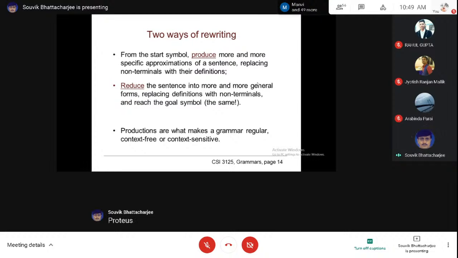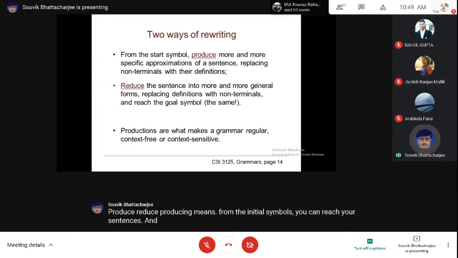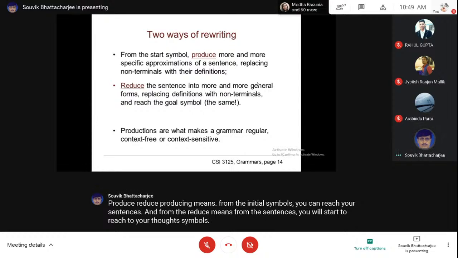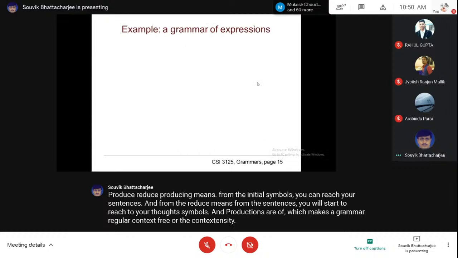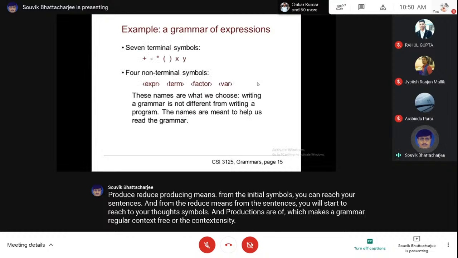Produce, reduce. Producing means from the initial symbols you can reach to your sentences, and reduce means from the sentences you will start to reach to your start symbols. And productions are what make a grammar regular, context free, or context sensitive. Just see the grammar of an expression.